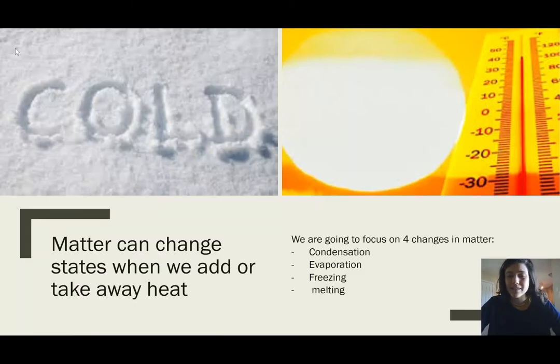This week, as I said at the beginning of the slide, we are focusing on how matter can change states when we add or take away heat. We're going to focus on the four changes in matter: condensation, evaporation, freezing, and melting.